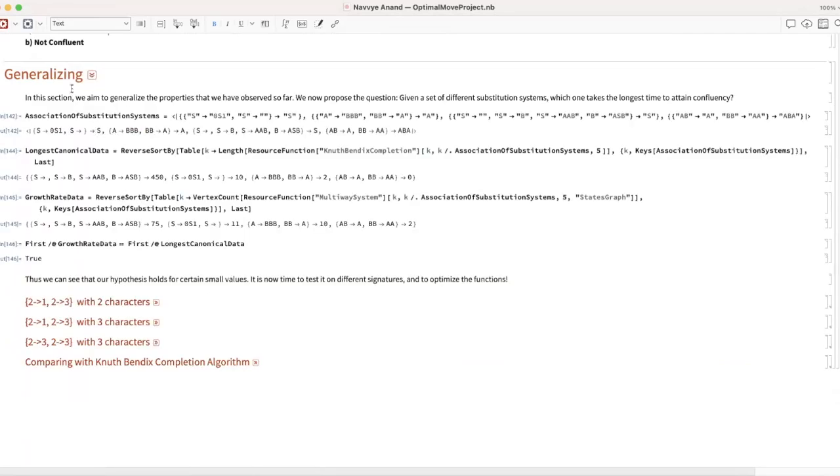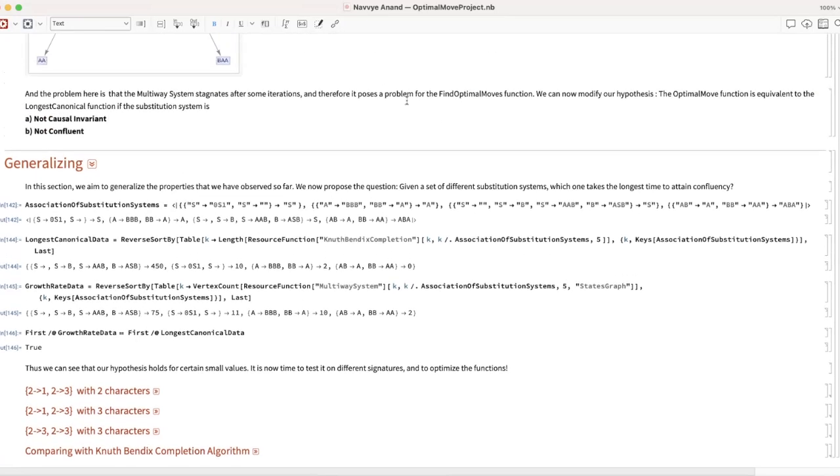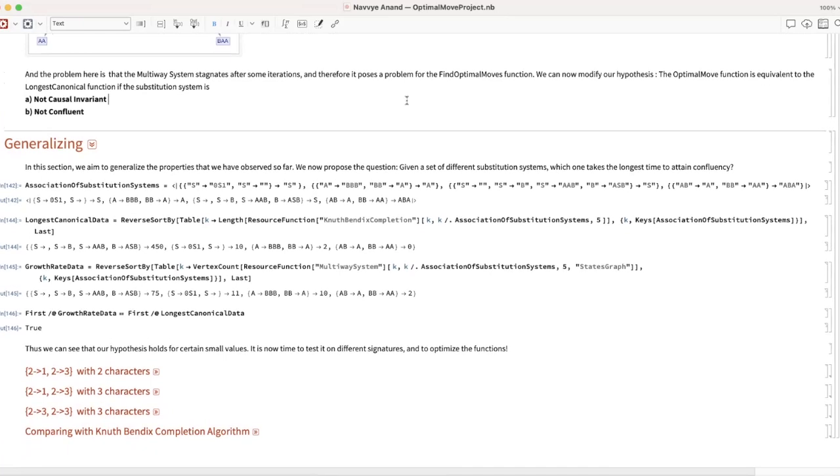And in this last section, we aim to generalize the properties that we have observed so far. We now propose the question, given a set of different substitution systems, which one takes the longest time to attain confluency? Well, we realized that the find optimal moves function is quite a useful heuristic for determining the substitution systems that take the longest time to attain confluency.